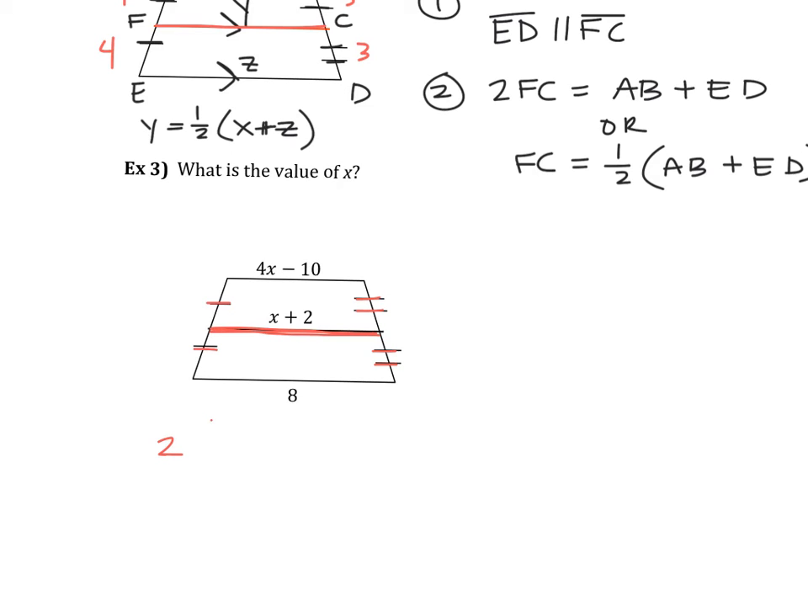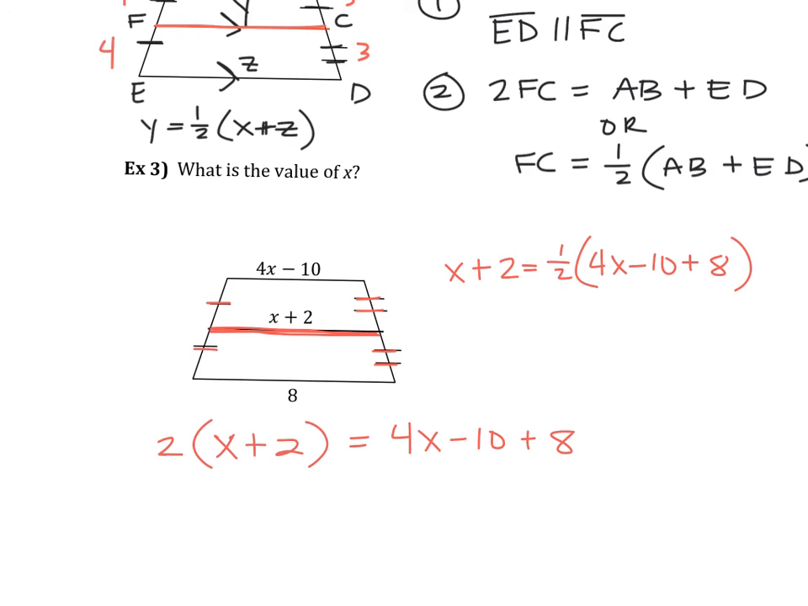Right, so you could double the X plus 2. Where you have to be careful with that is make sure that you put the parentheses around because you have to distribute that to both. So 2 times X plus 2 would equal 4X minus 10 plus 8. So that's one way you could set it up. What's the other way you could set it up? Yeah, Daniel. X plus 2 is 1/2 of 4x minus 10 plus 8. Right. So those are both correct, and they're both going to get you to the same answer. It's up to you which one you prefer to do.